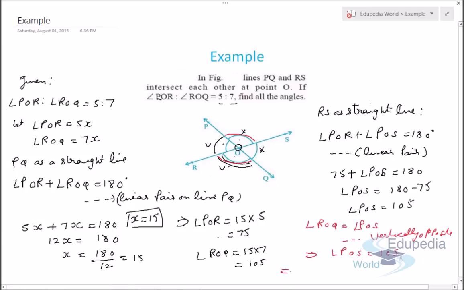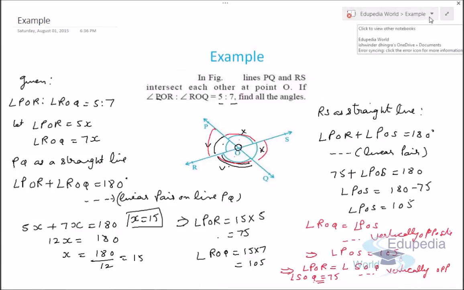Similarly, we can say that this angle is equal to this angle. So we can write angle POR equals angle SOQ. Again, they are vertically opposite angles. So we can write angle SOQ is 75 degrees. So this is how we can find the angles. So let's move on to the next question.